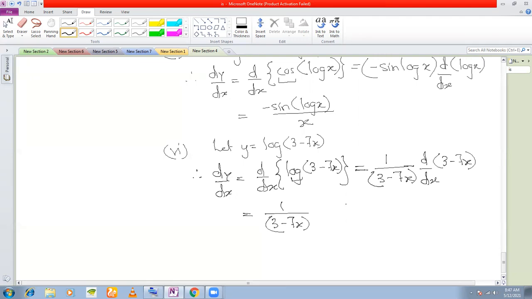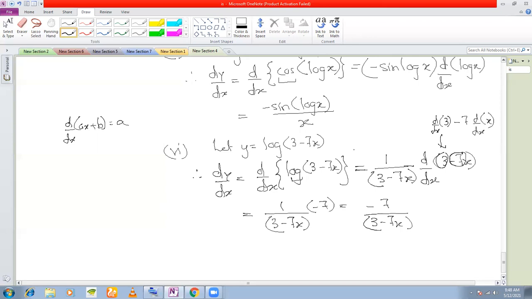d/dx of 3 minus 7x. The derivative of the constant is 0. d/dx of ax plus b, if you remember, I told you was a, right? Here a is minus 7 and b is 3. So this is simply minus 7. Understood? Or you can distribute the differentiation. You can take d/dx of 3 minus 7 d/dx of x. This is also the way you can do it. Clear? You'll get 0 minus 7, which is minus 7. Clear with this? Move on to the next one.